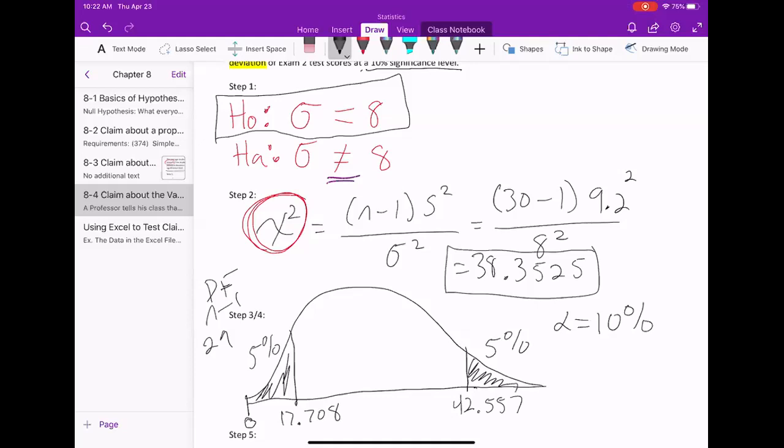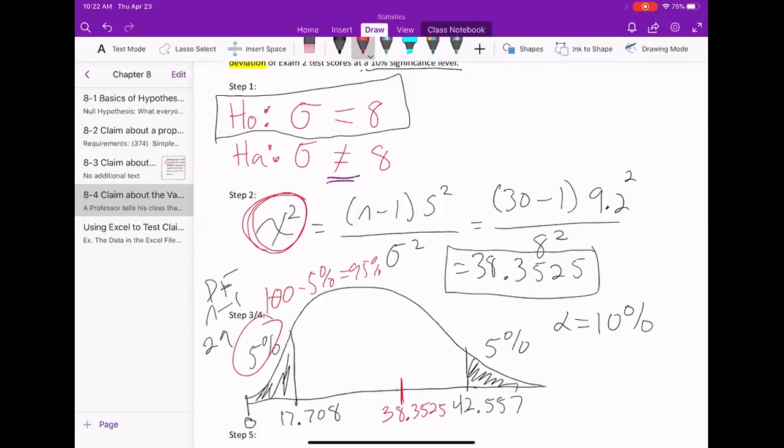Where does 38 go? Wait, what are we subtracting from 100? 5% right here. Okay. So wouldn't that 38.3525 go in the middle? Yeah, somewhere in here, right? So maybe about right there, right? Sure, sounds good. 38.3525. How did you get the 17.708?